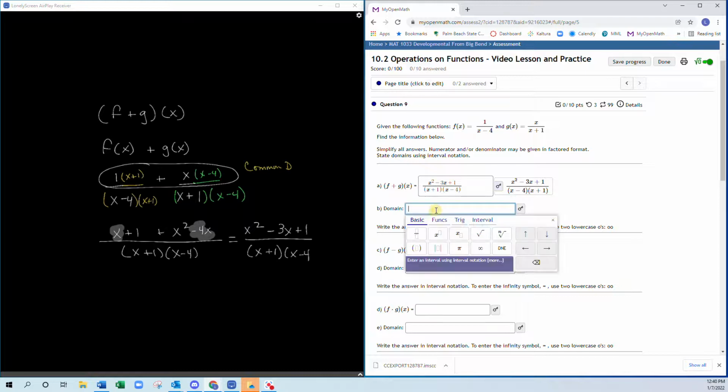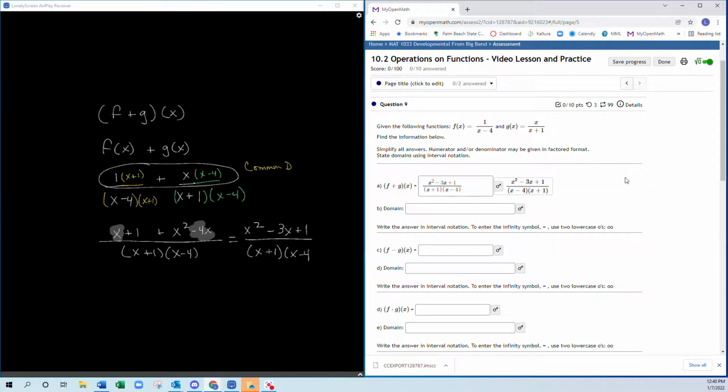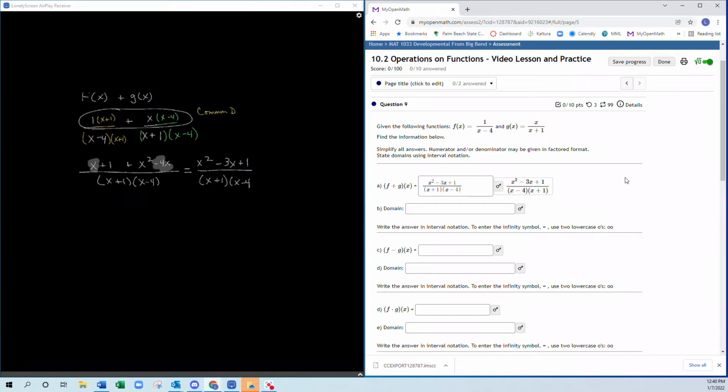Now, for the domain. The domain's a little bit more complicated, so let's talk about this. If I look at the denominator, and again, the domain is always set by what can't be in the denominator. Since this is in factored form already, I set both of the parentheses equal to 0. I know that x plus 1 cannot equal 0, which tells me the domain cannot equal negative 1. And the second part over here, x cannot equal a positive 4.